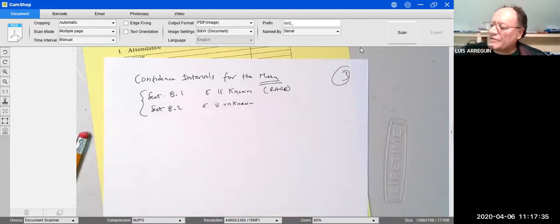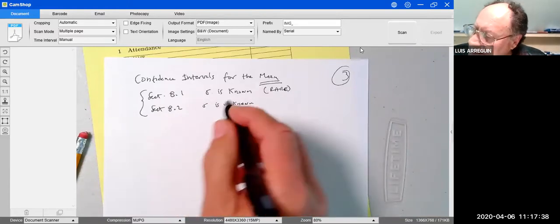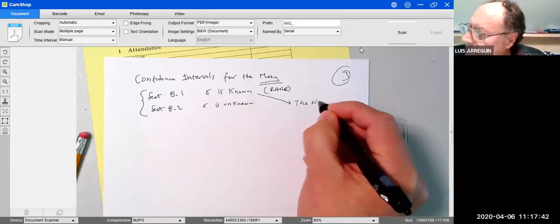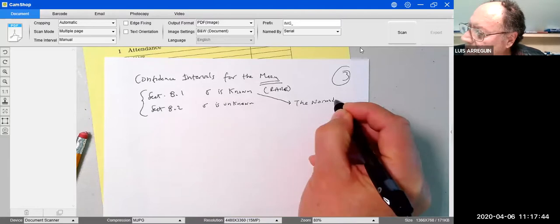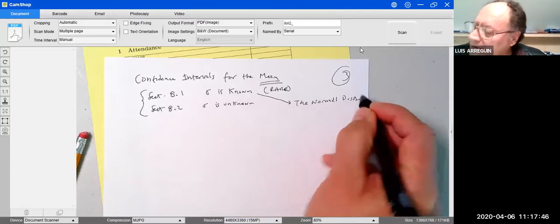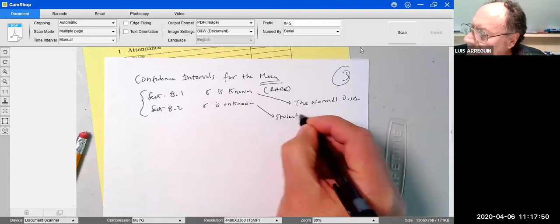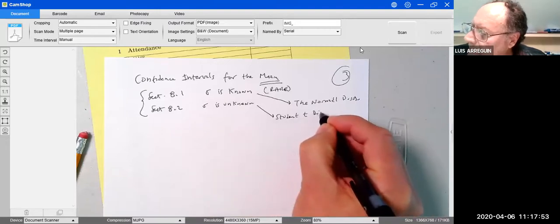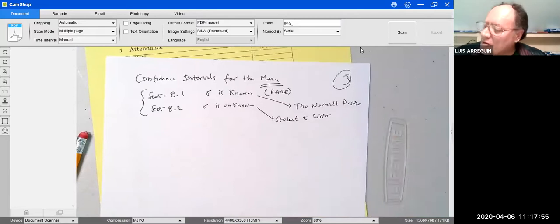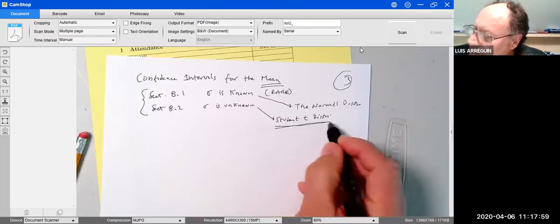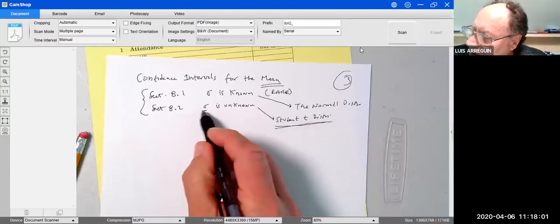So there are two different procedures. In the first case, we're going to use the normal distribution as a sampling distribution. And for the second case, we're going to use the student t distribution. Most of the problems then are going to be solved with the student t distribution, because most of the time we don't know anything about the population.